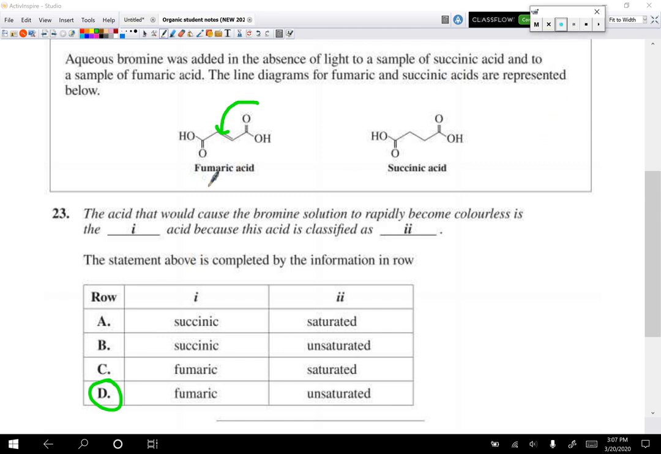So you can tell the fumaric acid here has that double bond, so it is unsaturated, so that will cause the bromine solution to rapidly become colorless, and of course it is classified as unsaturated.